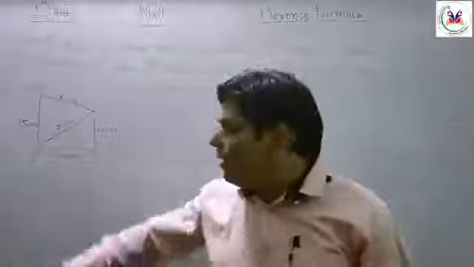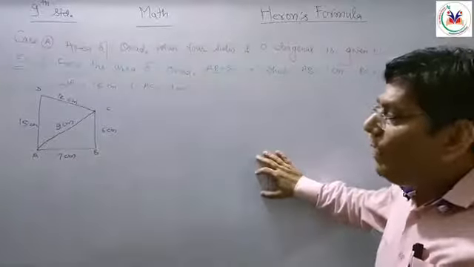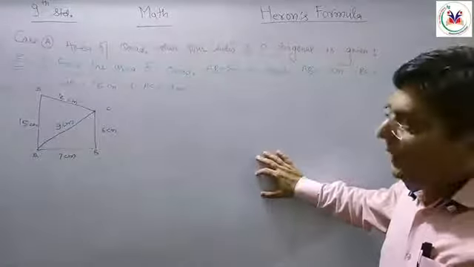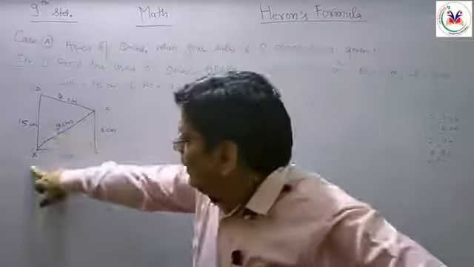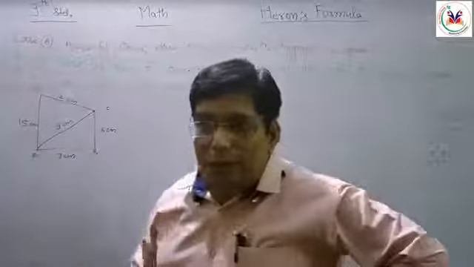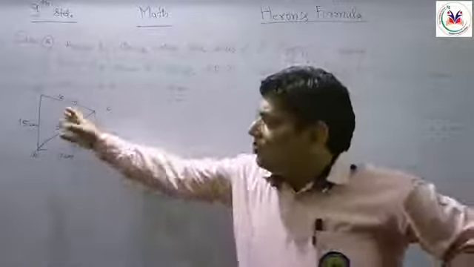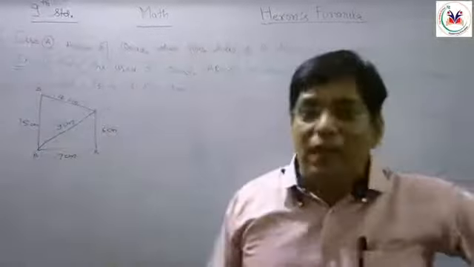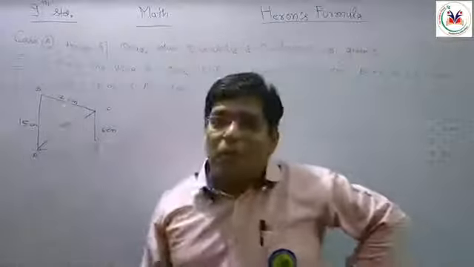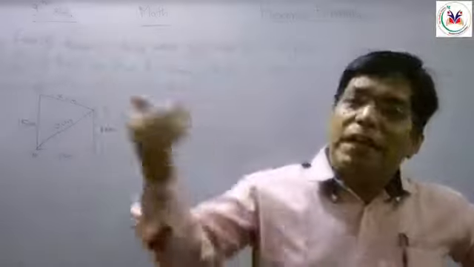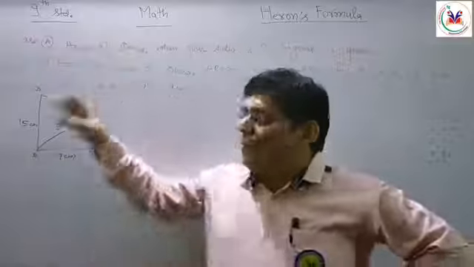In that ABCD, we can clearly observe that this quadrilateral can be divided into two different triangles, that means triangle ABC and triangle ACD. So if you want to calculate the area of the quadrilateral, we have to divide it into two different triangles and, using Heron's formula, calculate the area of both triangles separately. After that, adding both areas, you will get the area of the quadrilateral.